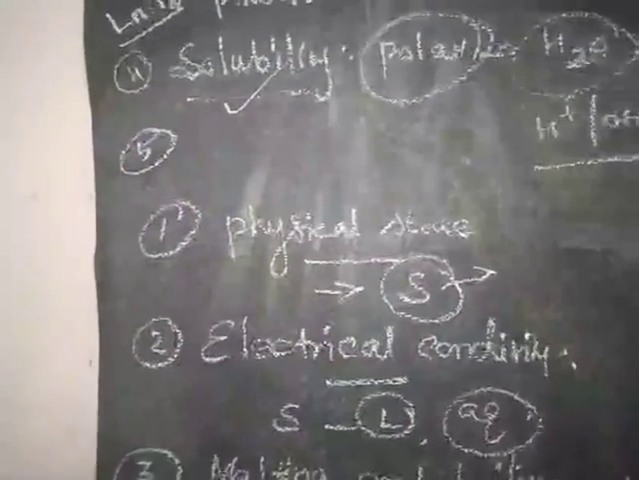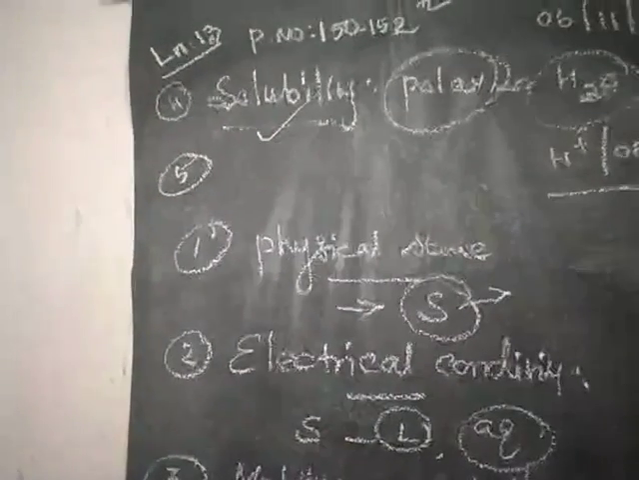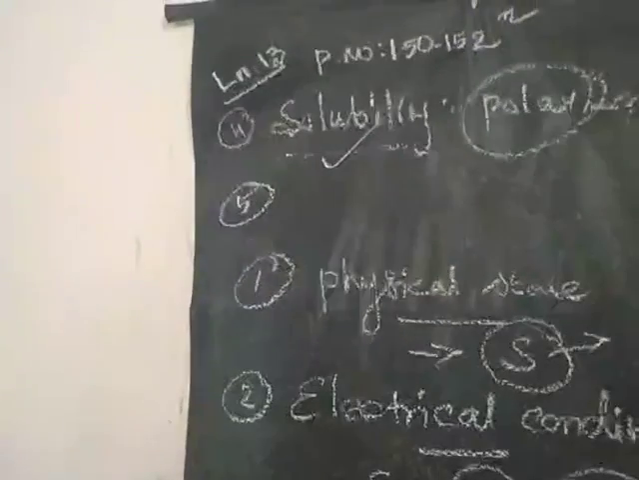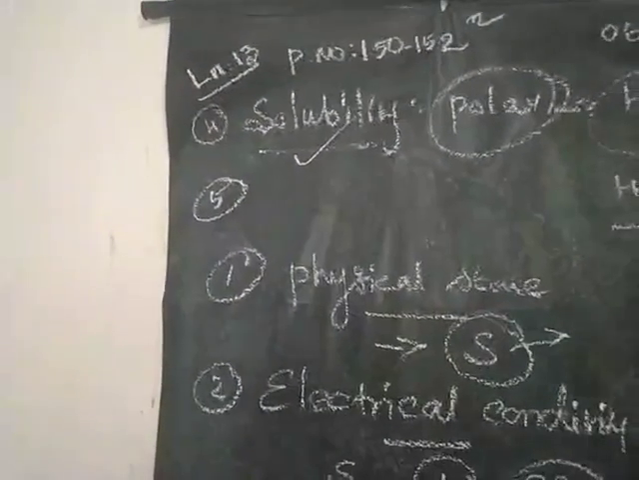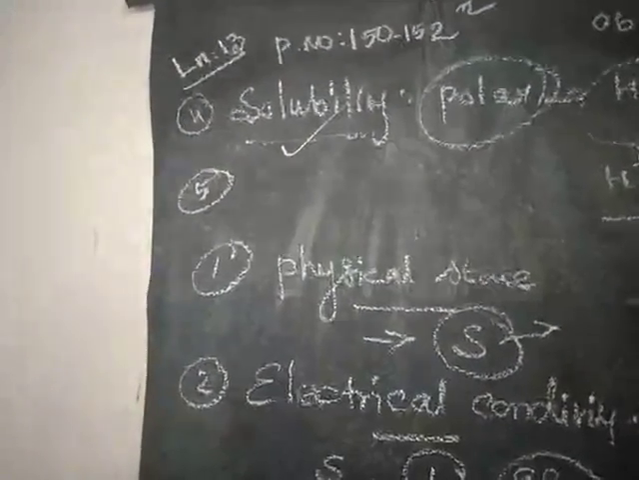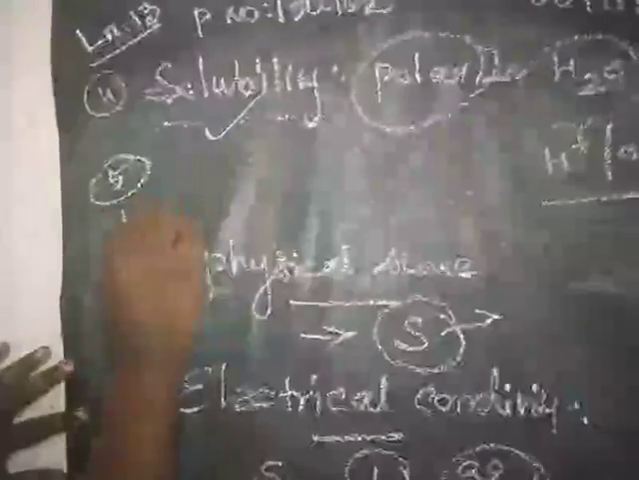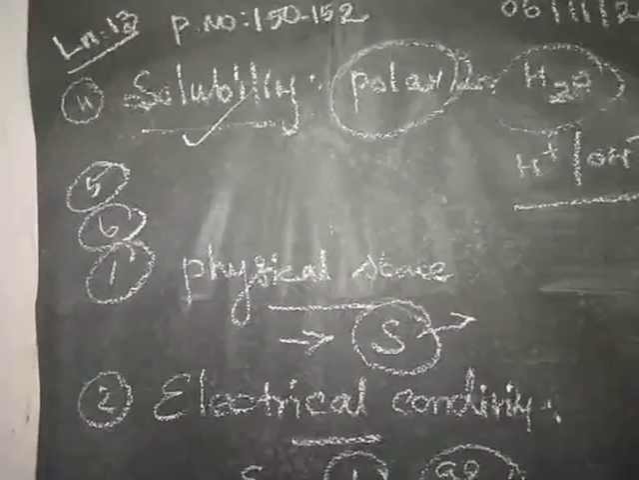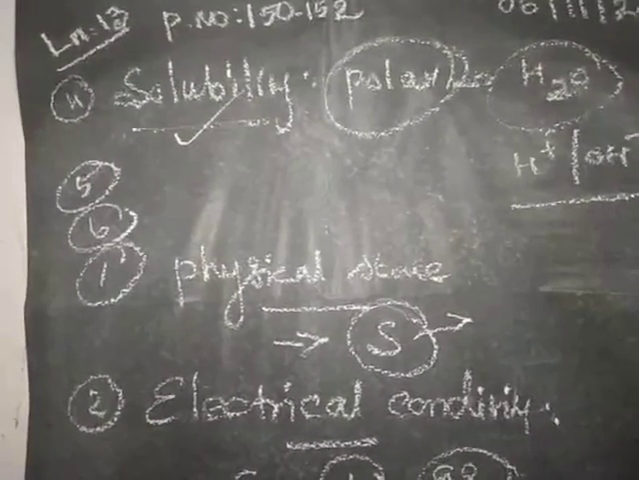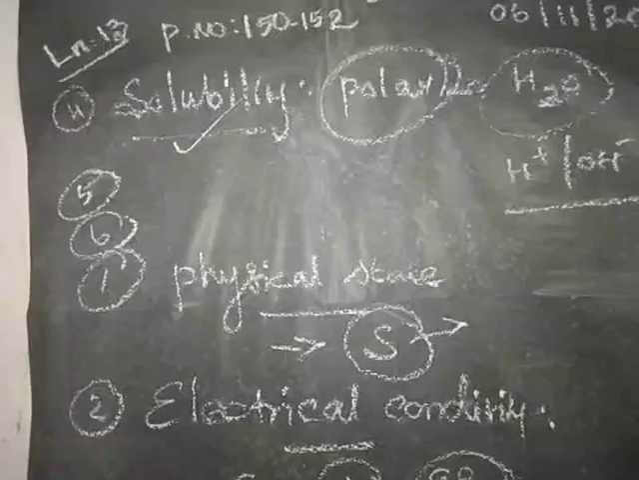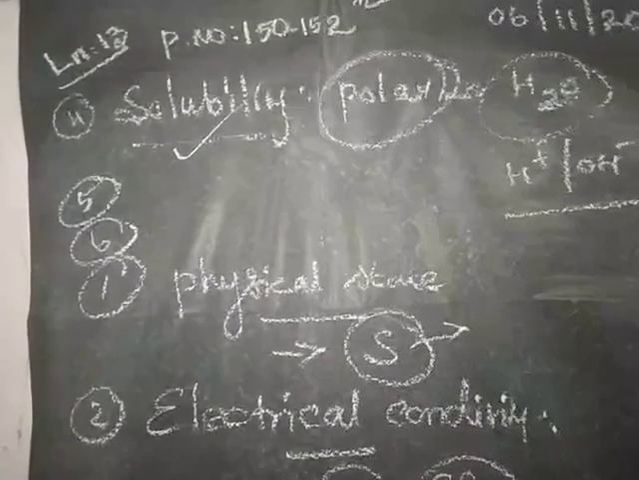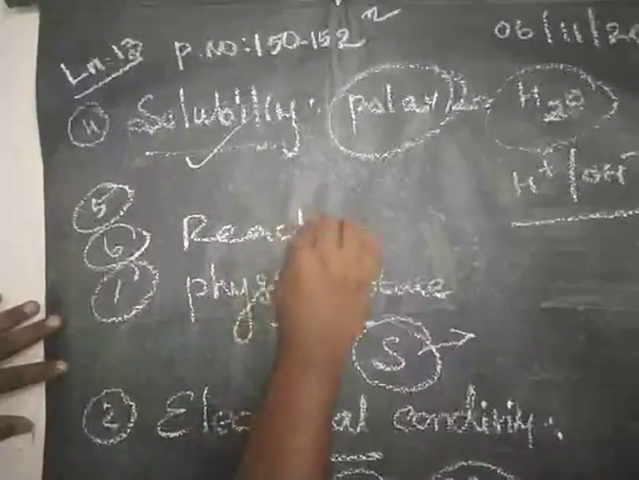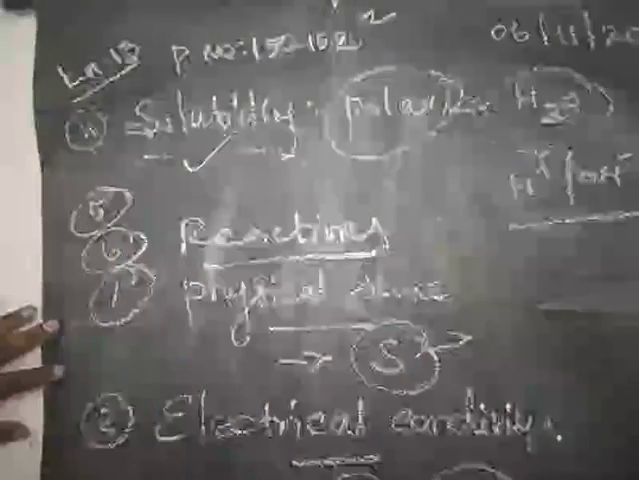Okay, the next one: density, hardness and brightness. Usually they have high density and high hardness. The last property: reactions. Ionic compounds undergo ionic reactions which are practically rapid and instantaneous. These are all the characteristics of ionic compounds.